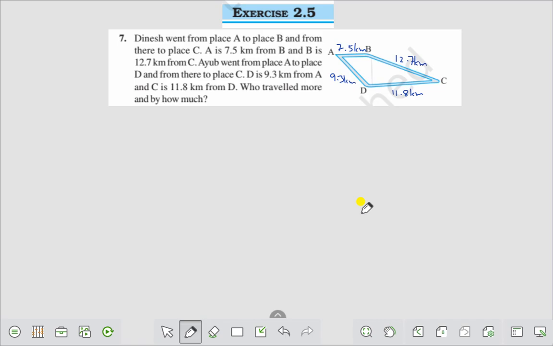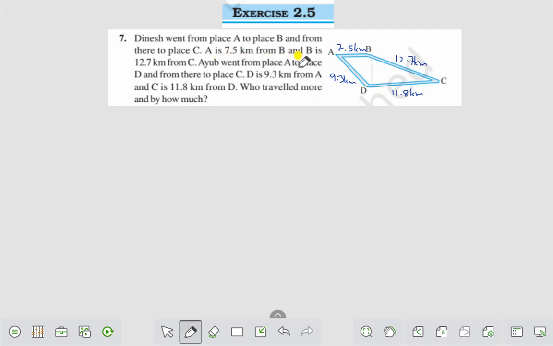Hello everyone. Today I'll discuss exercise 2.5 question number 7. Dinesh went from place A to place B and from there to place C. A is 7.5 km from B, and B is 12.7 km from C.